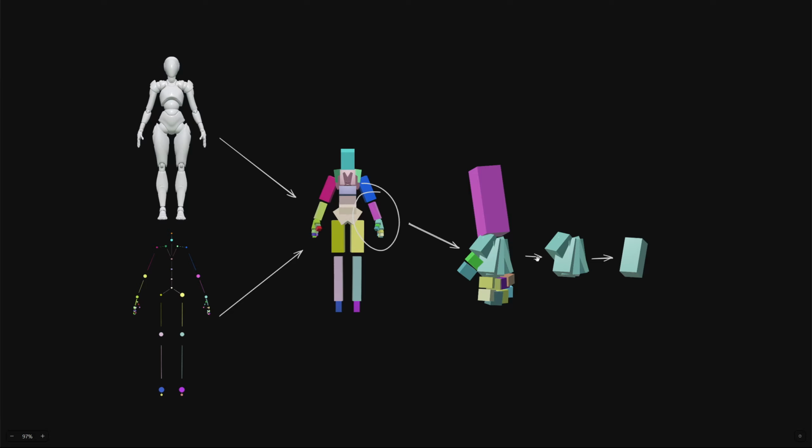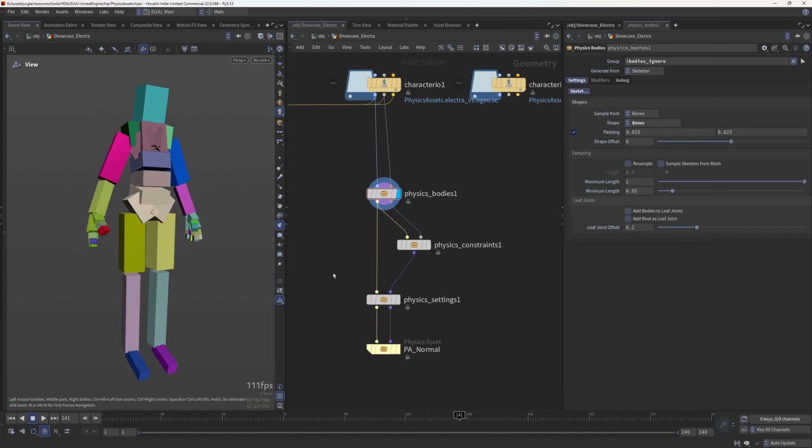There are a lot of benefits to computing the physics assets in Houdini. It allows me to do it procedurally rather than manually in Unreal Engine. And I have a lot more control of how my bodies or my constraints behave. For example, one of my favorite settings is the padding.